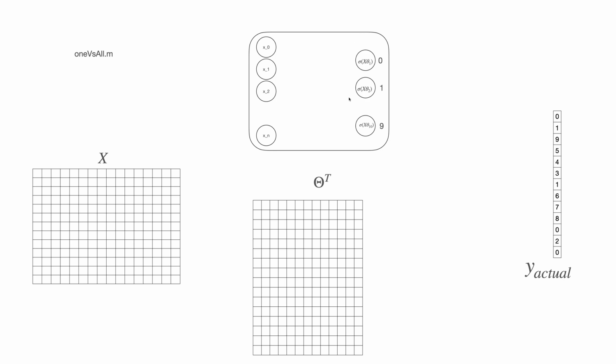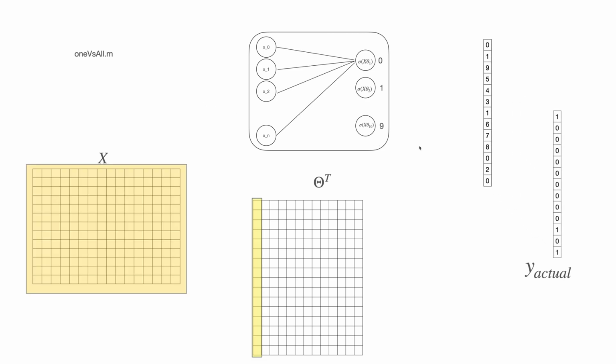Each of these output nodes corresponds to a digit class. So is it 0 or not? Is it 1 or not? And on all the way to 9. Each of these output nodes is associated with some theta vector, which is part of this theta matrix. We're training one of these columns at a time.